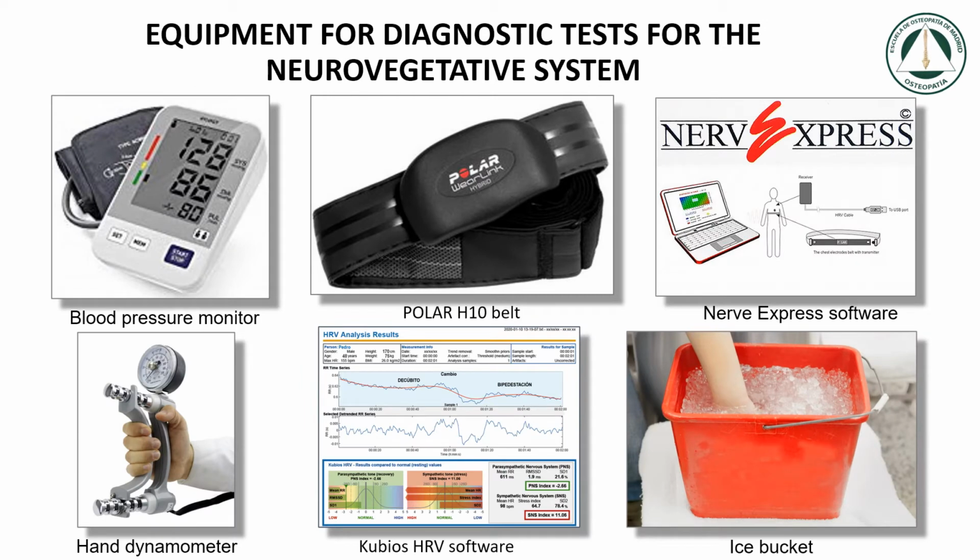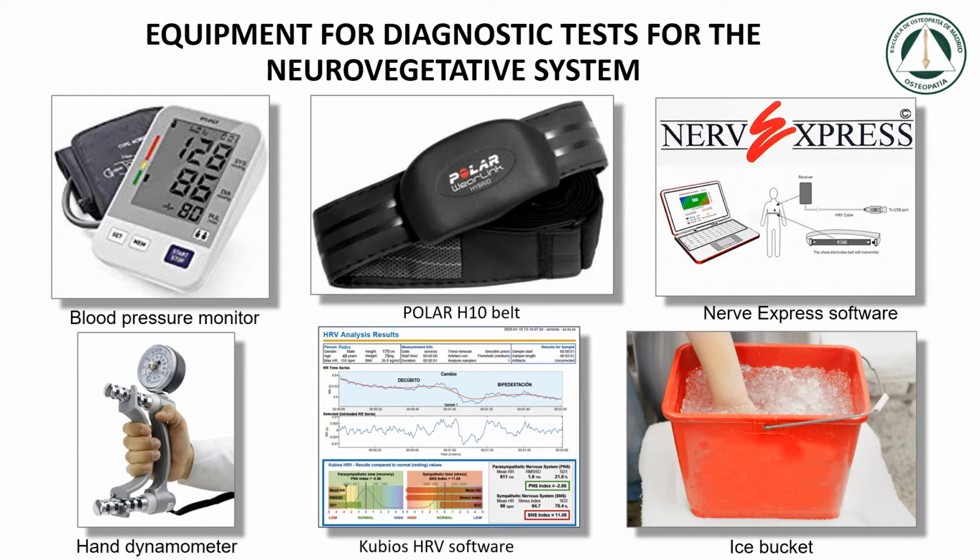Equipment for diagnostic tests for the neurovegetative system. To study the predominance of the orthosympathetic or parasympathetic system, there are several materials in medicine that can be used in the diagnostic tests of the neurovegetative system. The blood pressure monitor allows you to study blood pressure. The Polar H10 strap allows you to study your heart rate.